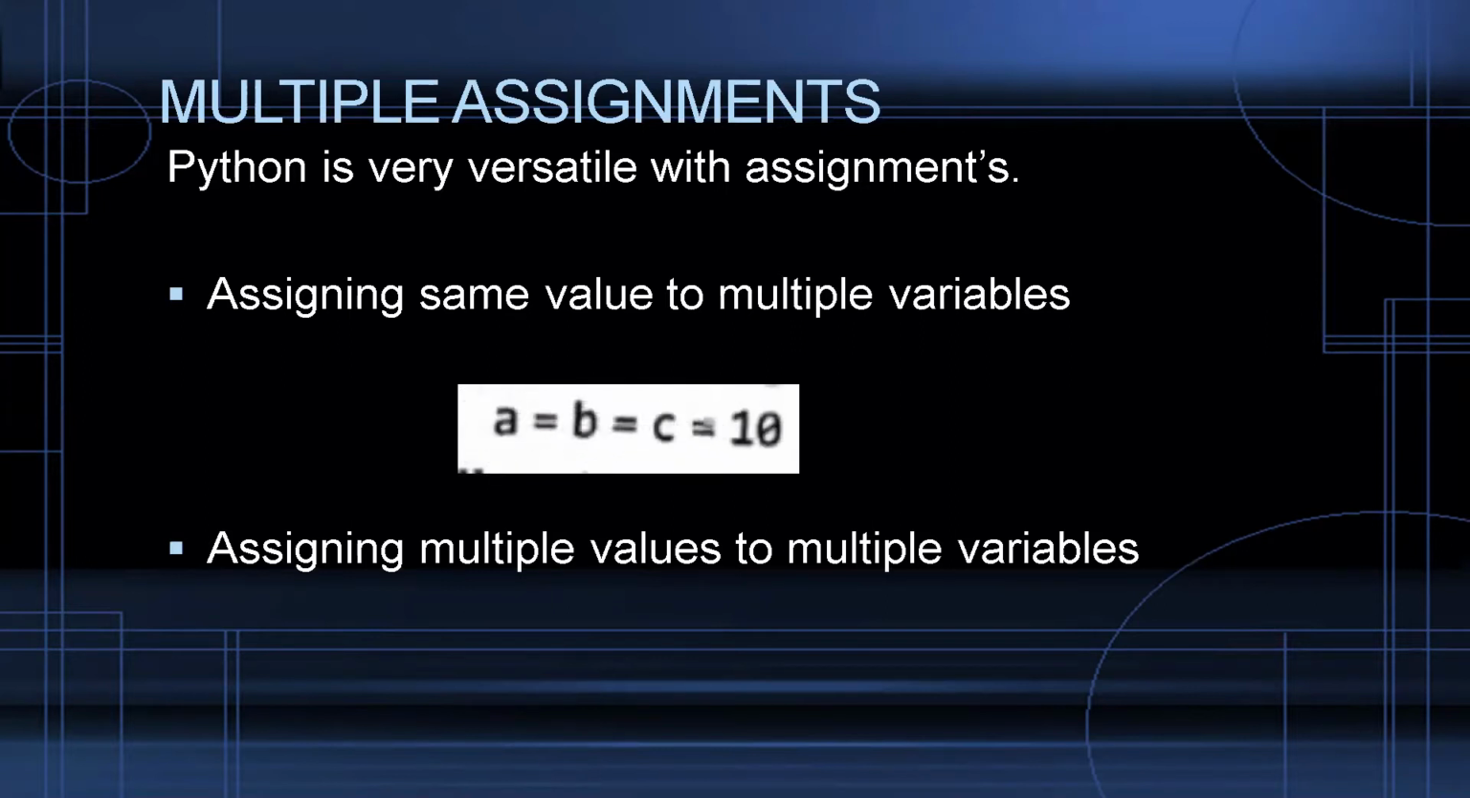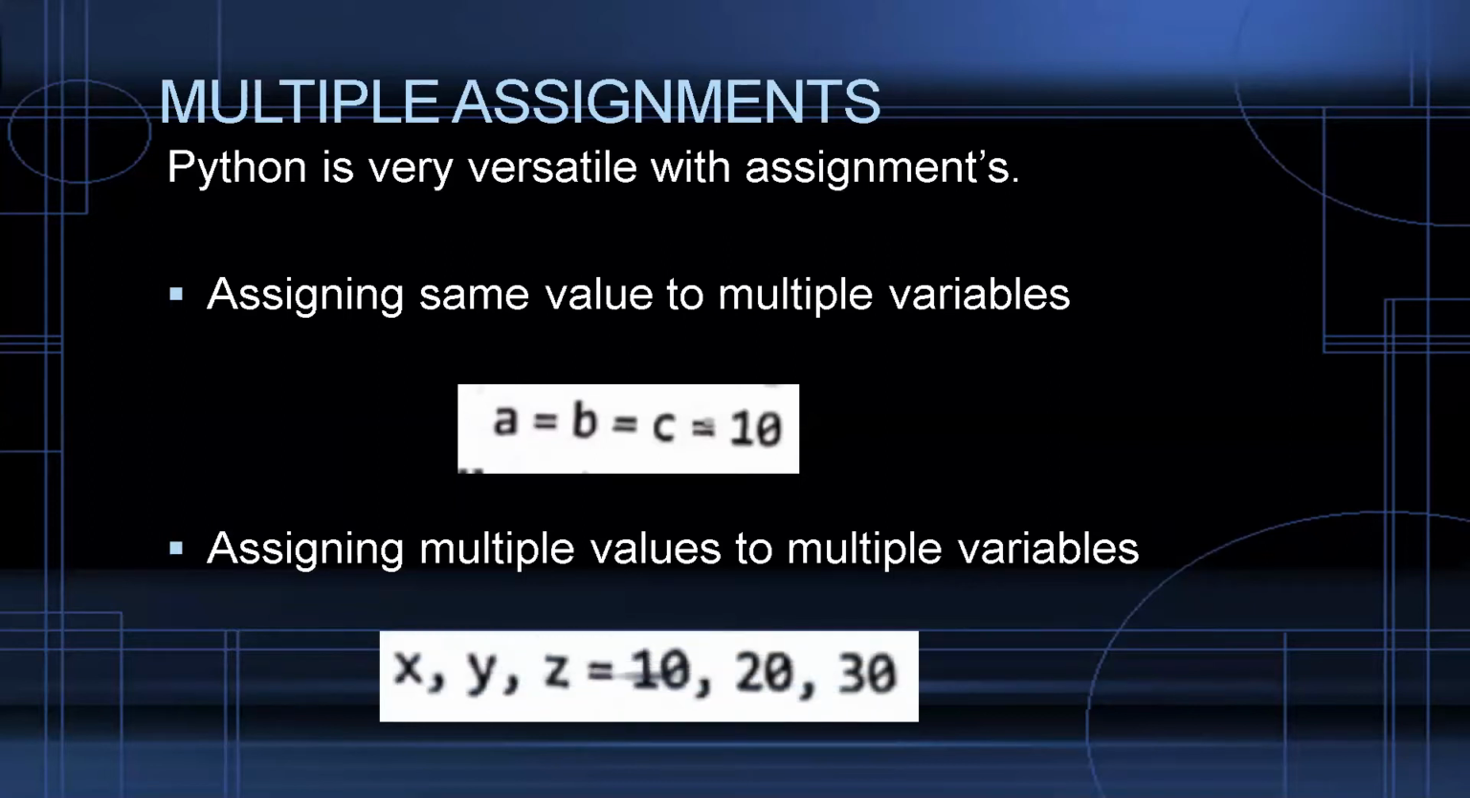In the first figure, you can see a = b = c = 10. Here, a single, the same value is given to a, b, and c. That means the same value is given to different variables. And for the second one, let's see an example: x, y, z = 10, 20, 30. Here the value 10 is stored in x, 20 is stored in y, and 30 is stored in z. This was all about multiple assignments.